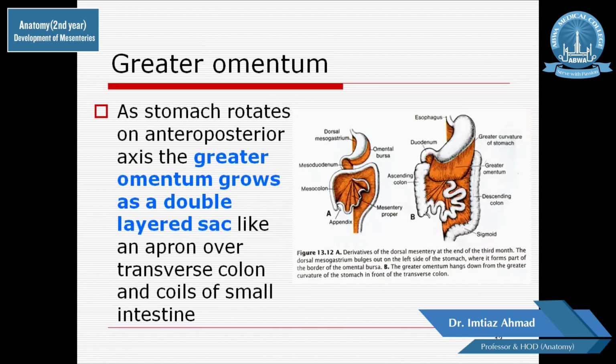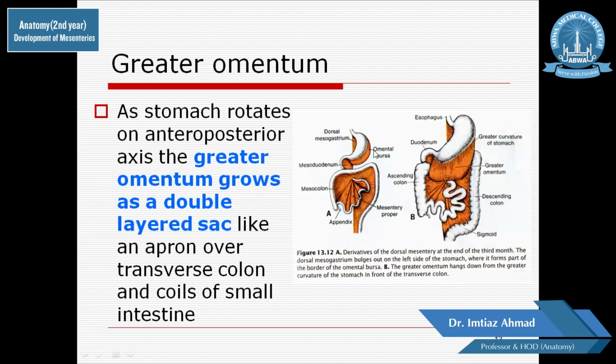Now we'll discuss how the greater omentum and the lesser omentum are formed. See, that is the dorsal mesentery. The dorsal mesogastrium forms the greater omentum. As the stomach rotates on the anteroposterior axis, somewhere over here, this end is coming down and this end is coming up. So that would be the anteroposterior axis.